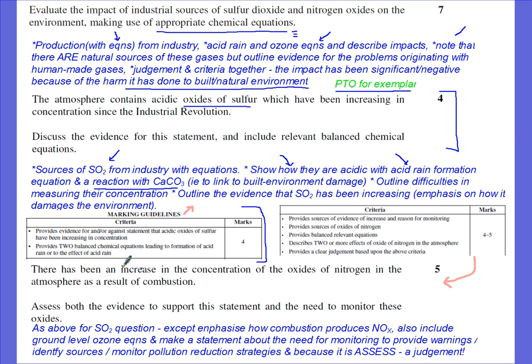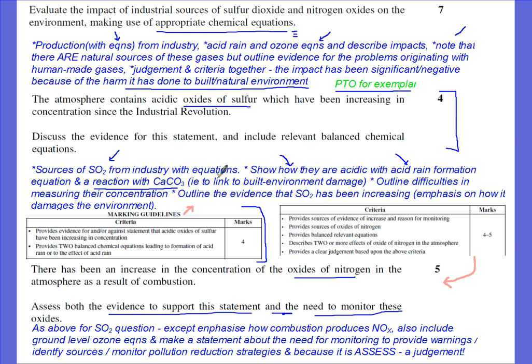The last of the questions we're going to look at is this 5-mark question here. There's been an increase in the concentration of oxides of nitrogen this time in the atmosphere as a result of combustion. Assess both the evidence to support this statement and the need to monitor these oxides. So it's quite a long, complicated question.